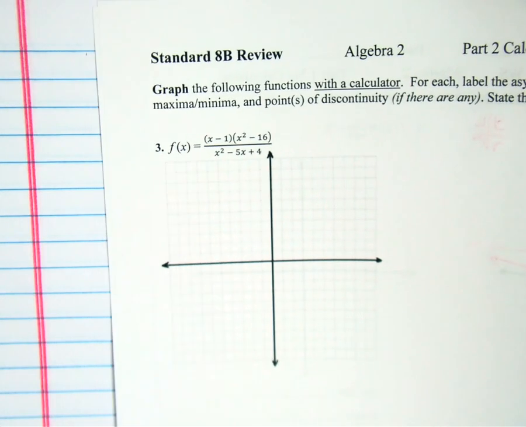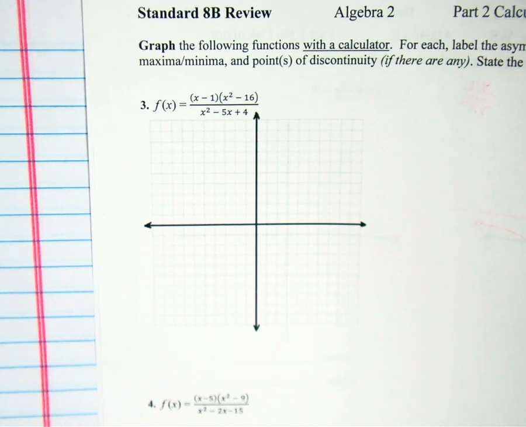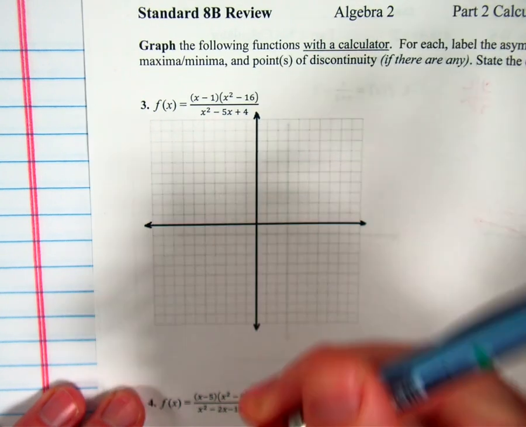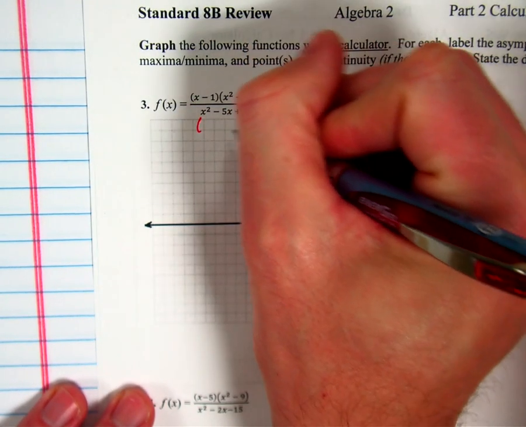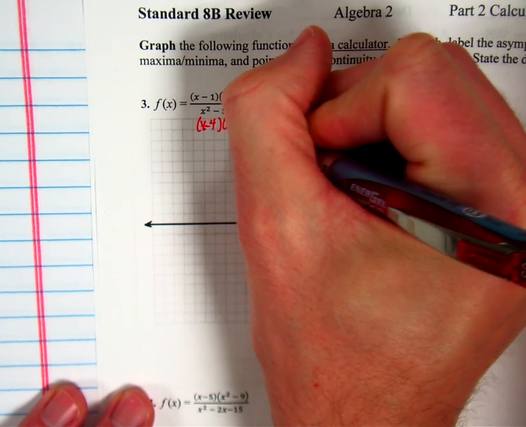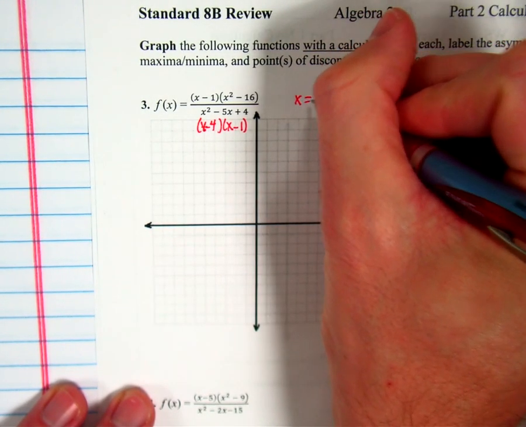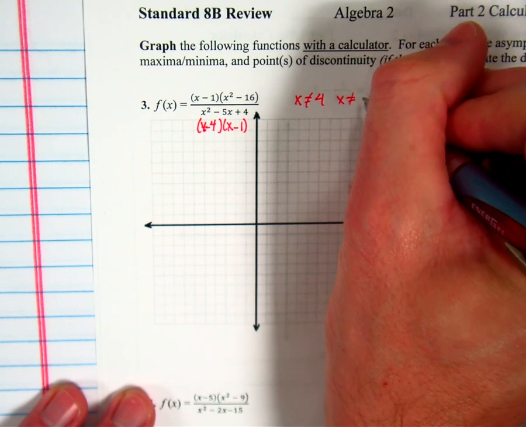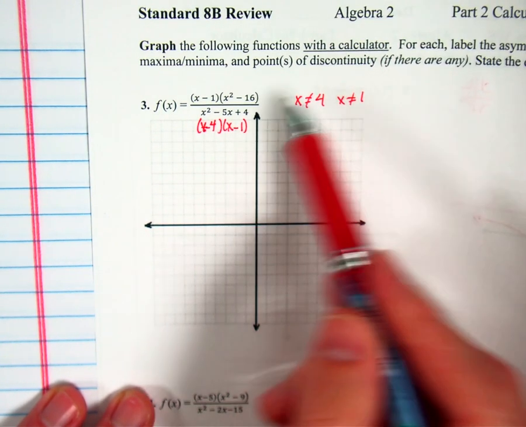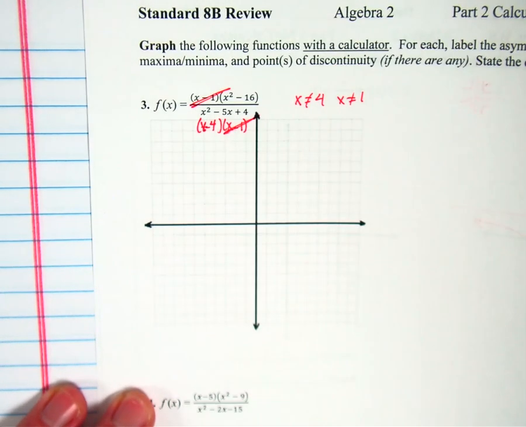Second type of problem: points of discontinuity, holes in the graph. If you see all these factored things, that should be a hint that we need to factor. The denominator should factor out to x minus 4 and x minus 1. So I'm thinking x cannot be 4 and x cannot equal 1, and now I'm thinking vertical asymptotes. But then I see that this x minus 1 cancels out, and that's got me thinking cancel.